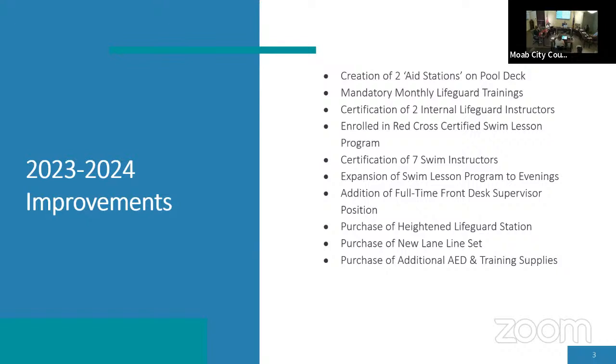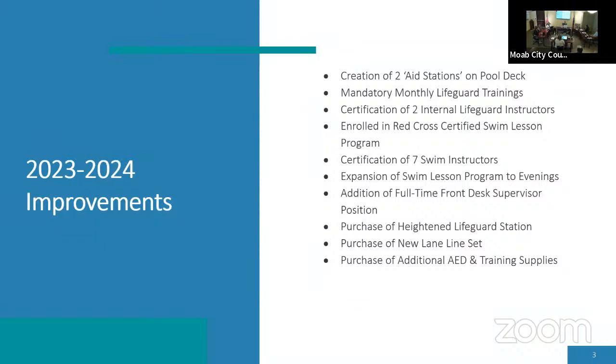Some of the items that we changed this year: we created 2 aid stations on pool decks, whereas previously lifeguards had to run and grab first aid equipment and backboards from several locations. They're now in 2 stationary locations on pool deck. We now host mandatory monthly lifeguard trainings. We've had the certification of 2 internal lifeguard instructors, which allows us to host lifeguard classes here on site.